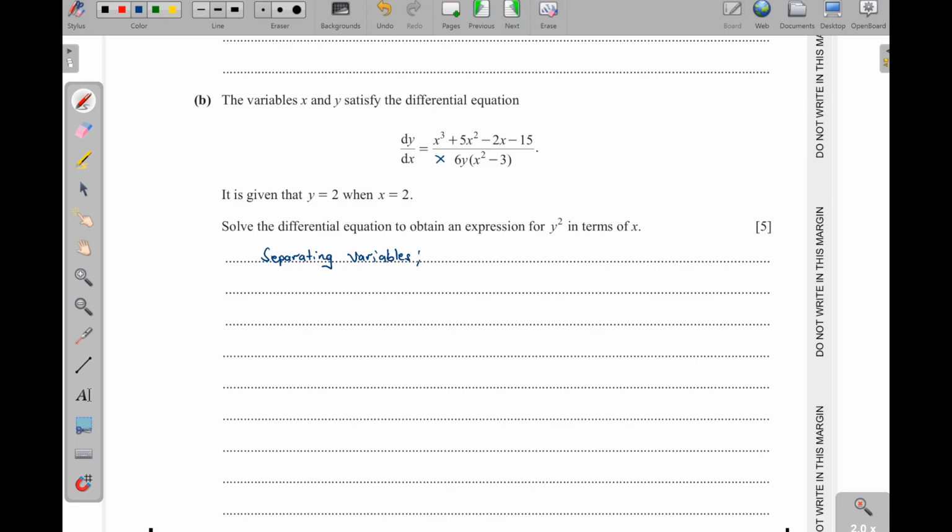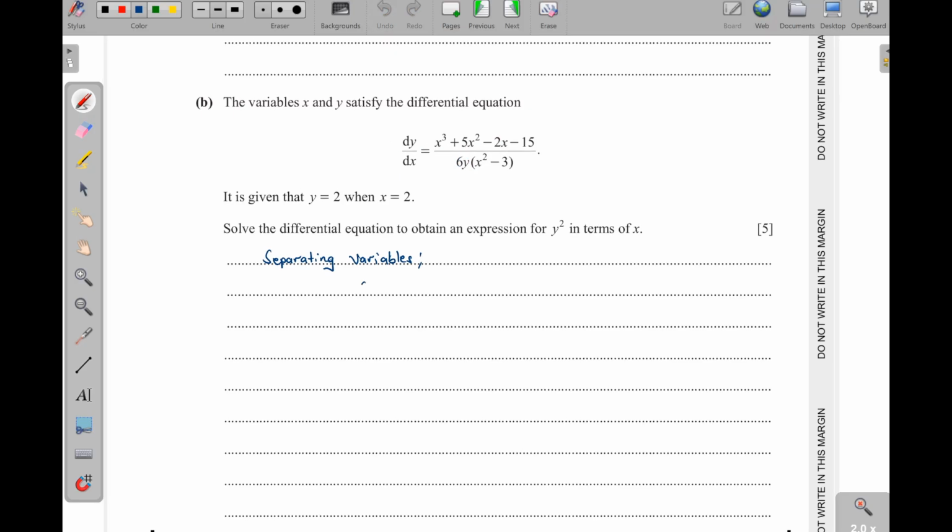So when I cross multiply, I'll bring this 6y here, then the dx to the other side. So we shall have 6y dy, which is equal to x cubed plus 5x squared minus 2x minus 15, out of x squared minus 3, then dx.